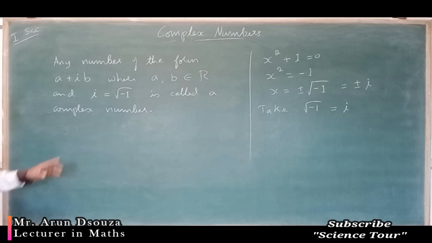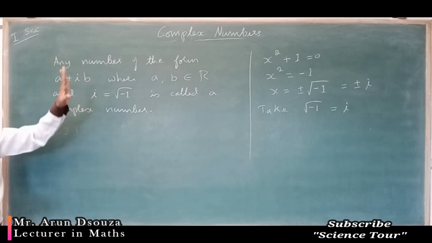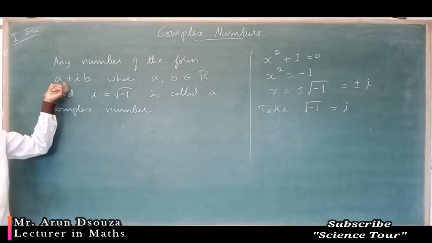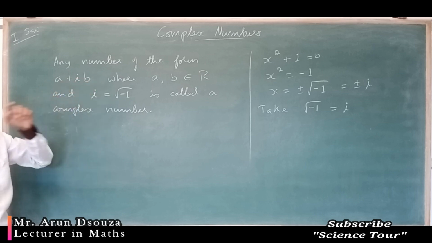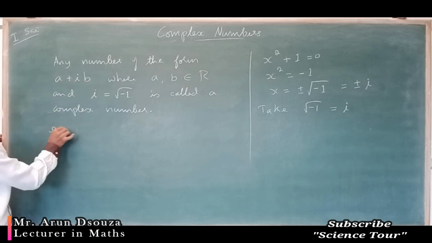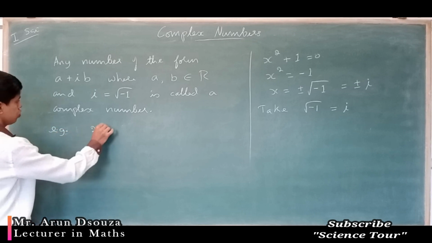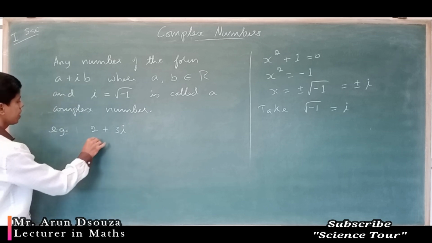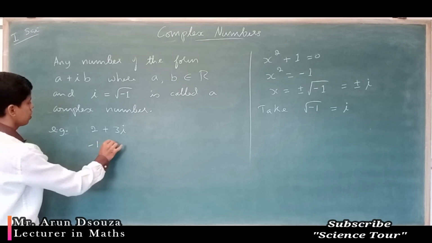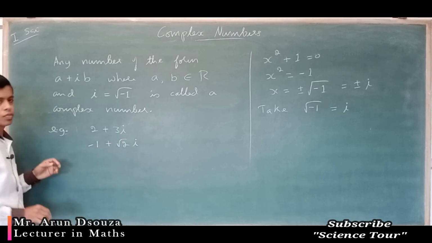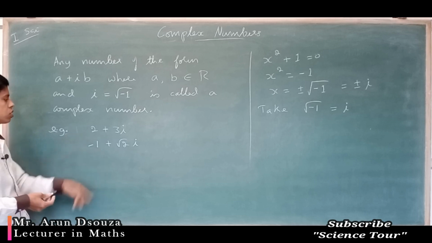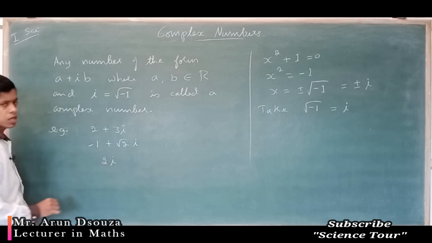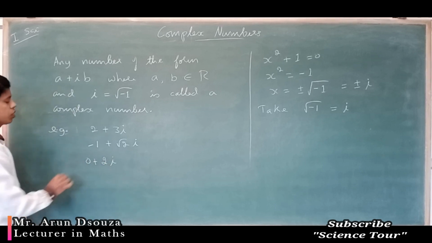I hope you understood how we define a complex number. Any number of the form a plus ib. a can be 0 or even b can be 0. So a simple example: 2 plus 3i is a complex number. You can take negatives. Let us say minus 1 plus root 2 i is a complex number. So it goes on like that. Even if you write 2i, is it a complex number? Yes, because it is 0 plus 2i.